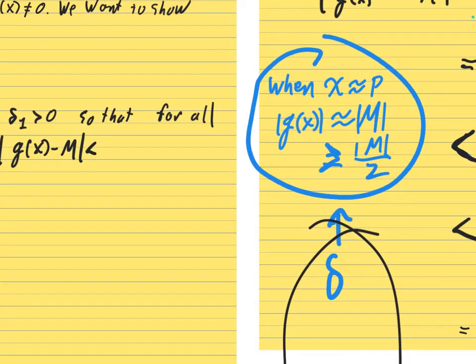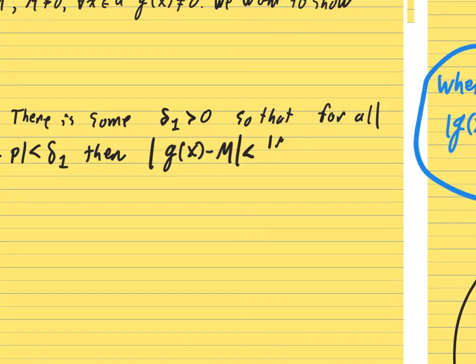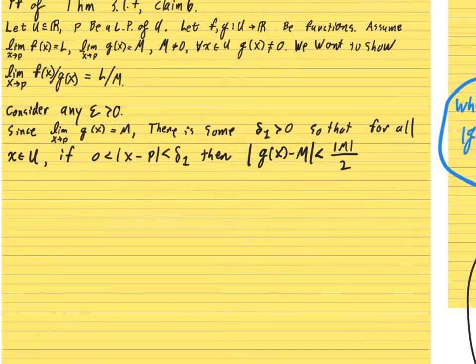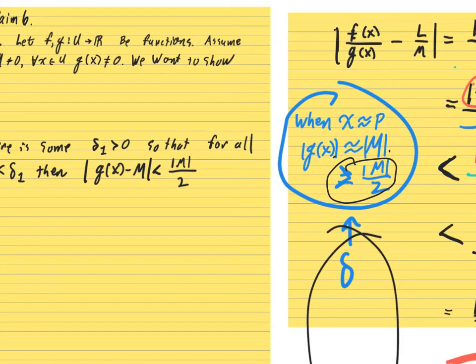Let's figure out what I actually want. So how close does g of x need to be to m to get this conclusion? Well, I think that it just needs to be within absolute m over 2. So let's use that. And this number right here could be any positive number that you want. I picked that number. It's definitely positive. Cool. So far, so good. And this isn't the conclusion I want, though. This is the conclusion that I want. So let's try to get that conclusion.